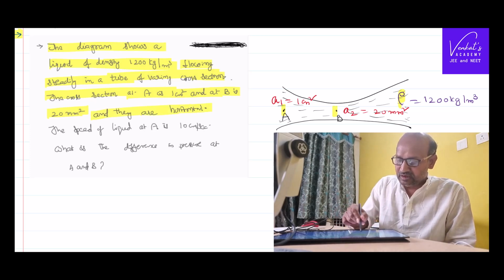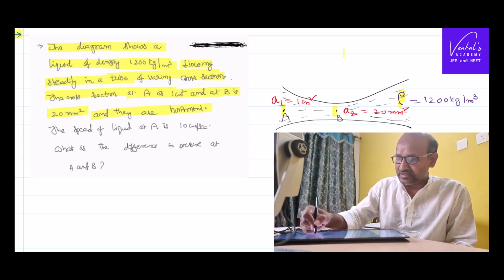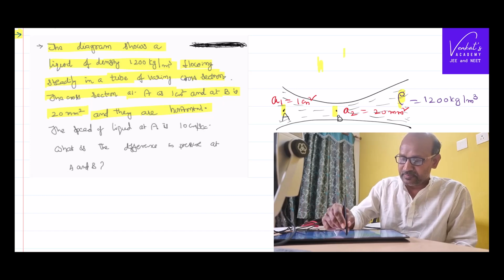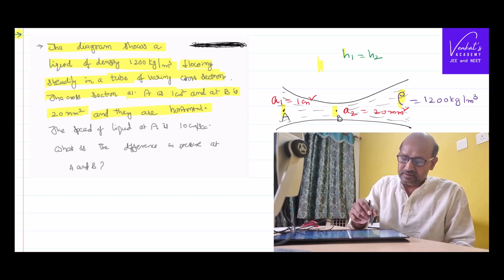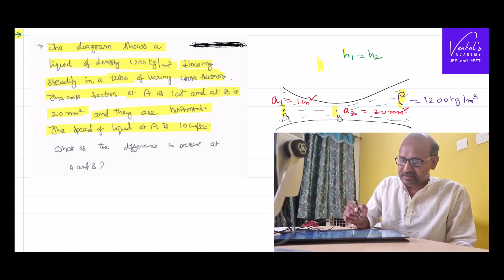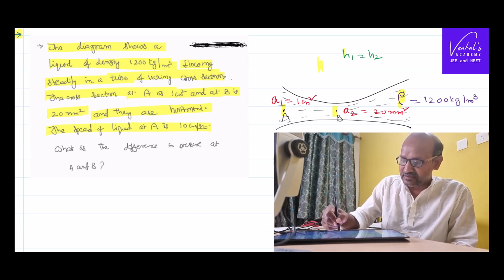And they are horizontal. That means there is no height difference here. It means to say H1 is equal to H2. There is no height difference. Horizontal means that. The speed of the liquid at the point A is 10 centimeter per second. That means liquid is going with a velocity V1 of 10 centimeter per second.